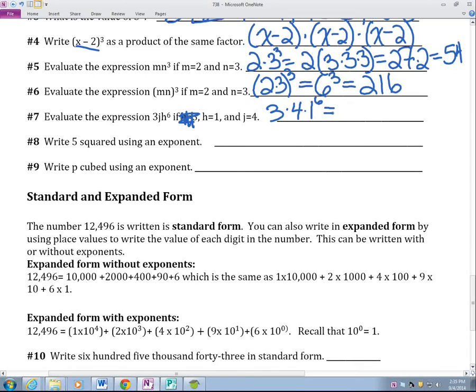Now, we have to do exponents first. So we have to do 6 times where 1 is being multiplied by itself. And 1 times 1 is what? 1 times 1 times 1 is what? 1 times 1 times 1 times 1 times 1 times 1 is what? 1. Correct answer. Okay? So we have 3 times 4 times 1, which equals 12.